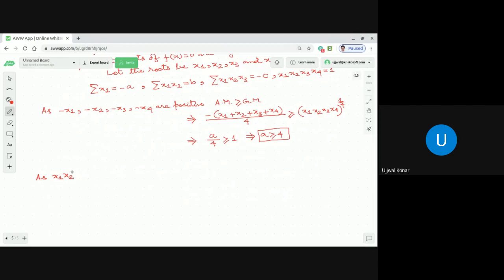x1x2, x1x3, x1x4, x2x3, x2x4, and x3x4. All these numbers are positive. We are taking two at a time, dear students.